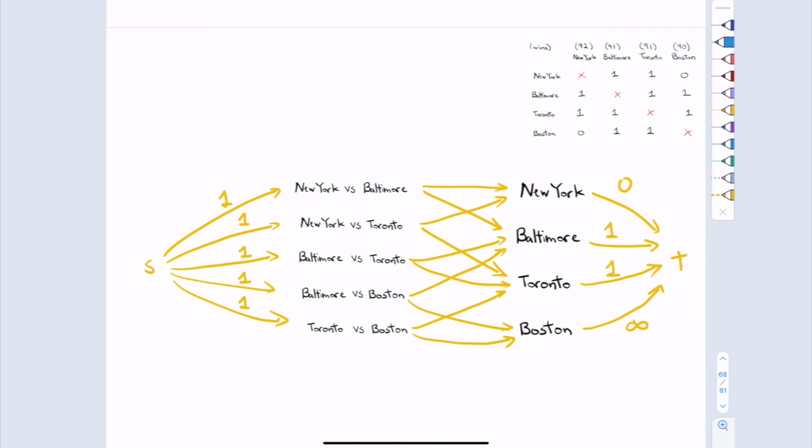But maybe the key point is that on the right, what I'm saying is, look, if I want Boston to make the playoffs, I can't have New York win any games. So I put the edge with capacity 0. Equivalently, there's no edge, but to make it clear, I put an edge with capacity 0. I don't want the Yankees to win any games, so that's why it has capacity 0 going to T. I'm allowed to let Baltimore and Toronto win at most one game before it gets to 93. 92 is okay.